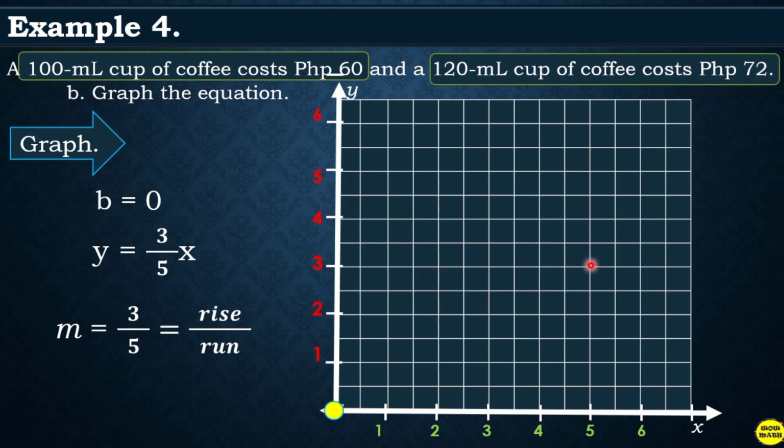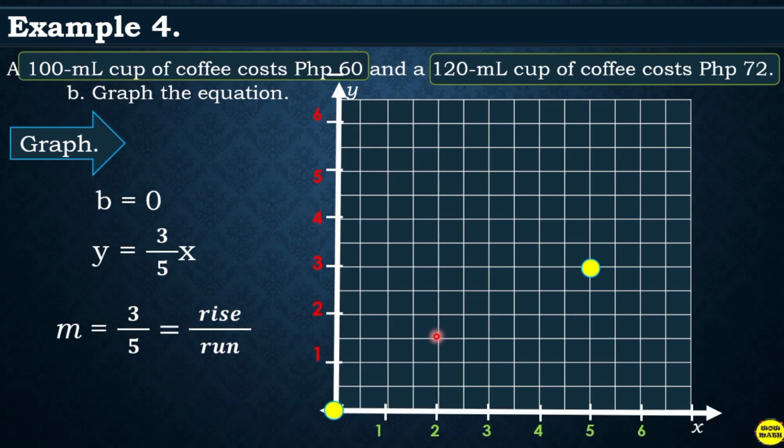So, ibig sabihin, dito yung ating point. Okay? So, from your y-intercept, move 3 para sa iyong rise. 1, 2, 3. And then, move 5 times para sa iyong run. So, 1, 2, 3, 4, 5.